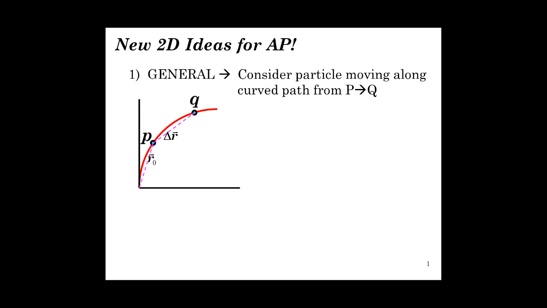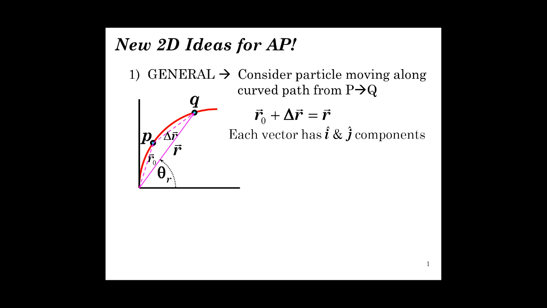Then we have a change in that position equal to delta R from P to Q, giving us a final position, R, realizing that these R values have X and Y components, right? So now we have R with an angle theta. Okay, so R0 plus delta R is R, and each vector, as I said, has those i and j components, X and Y. So we have X in the i, we have Y in the j. That's specifying the position.